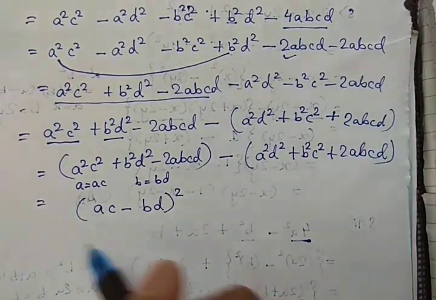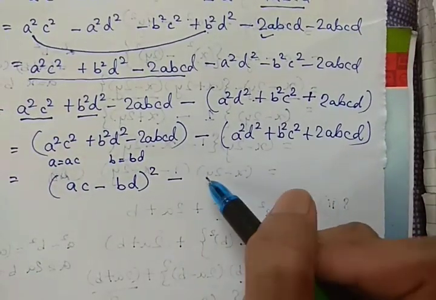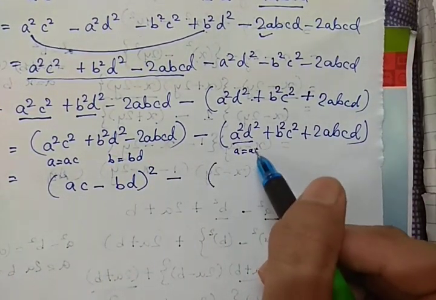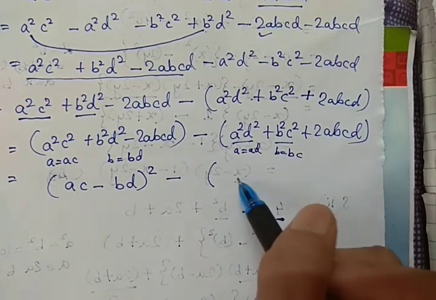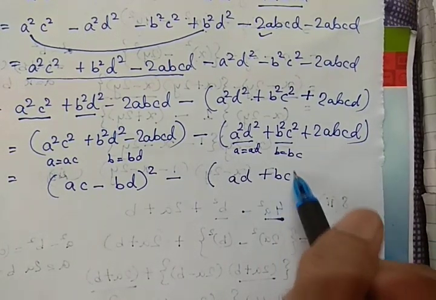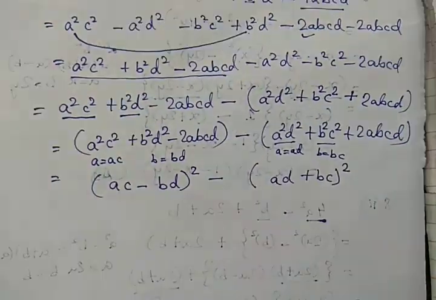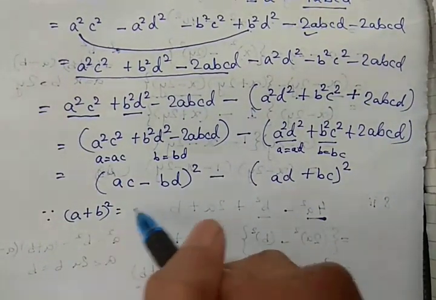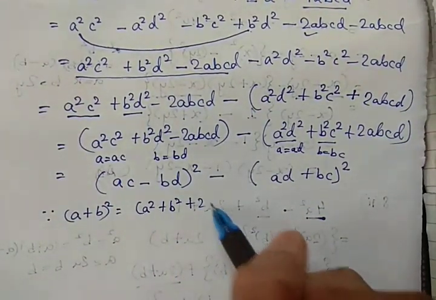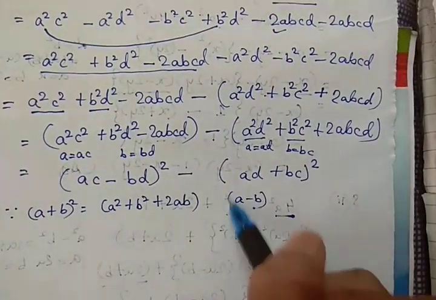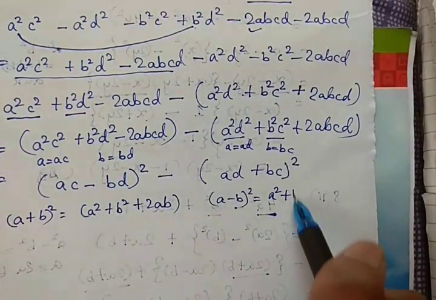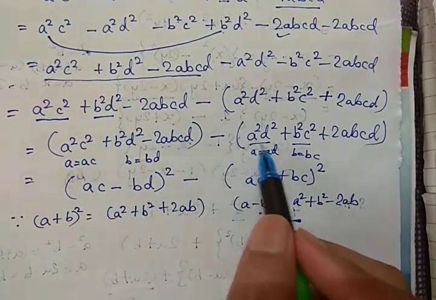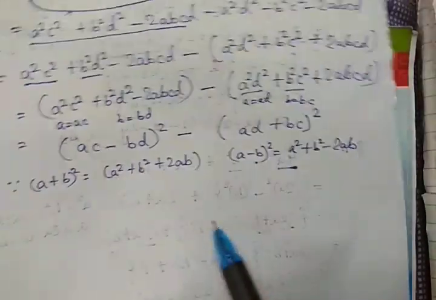How? I am writing the reason. We are applying (a minus b) whole square, a square plus b square minus 2ab. And in this case, a equals ad and b equals bc. So this becomes (ad plus bc) whole square. Is it clear? So how? Because (a plus b) whole square equals a square plus b square plus 2ab, and (a minus b) whole square equals a square plus b square minus 2ab. So this is a square plus b square minus 2ab, and this is a square plus b square plus 2ab. Is it clear?